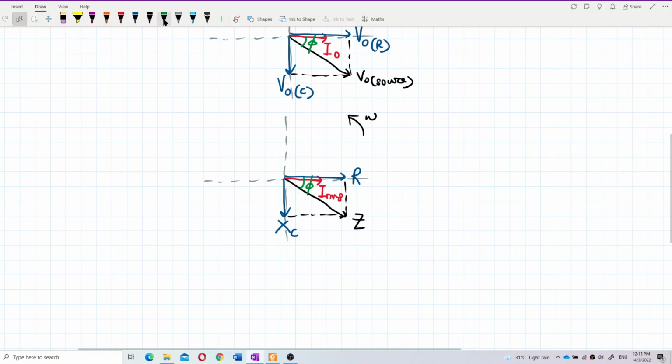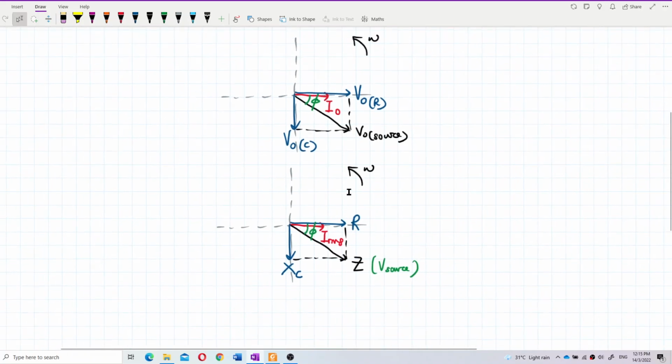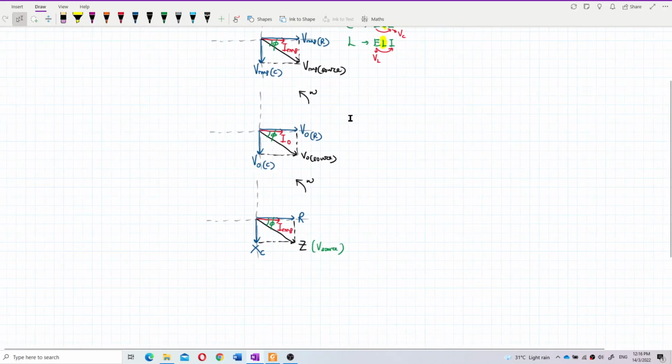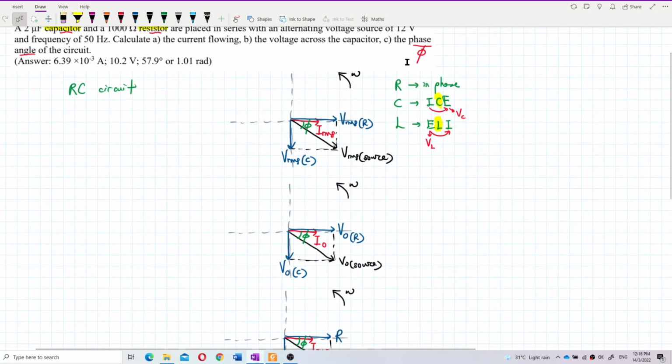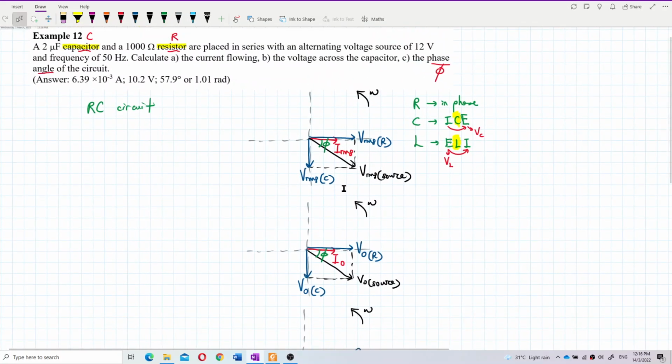This is because the impedance is actually in the same place as V source. It's just that when we use resistance and reactance, we have impedance, and if we use voltages, this one is V source. So all these three diagrams have the same angle phi. Phi is the phase angle.